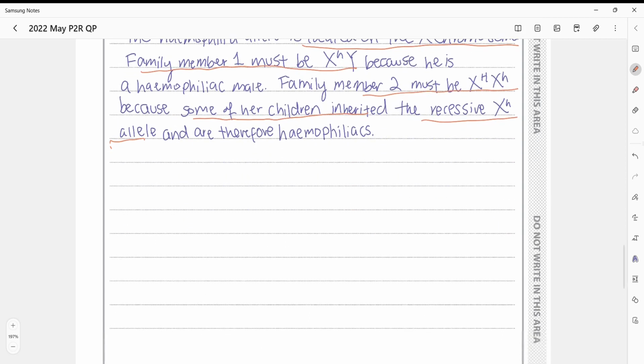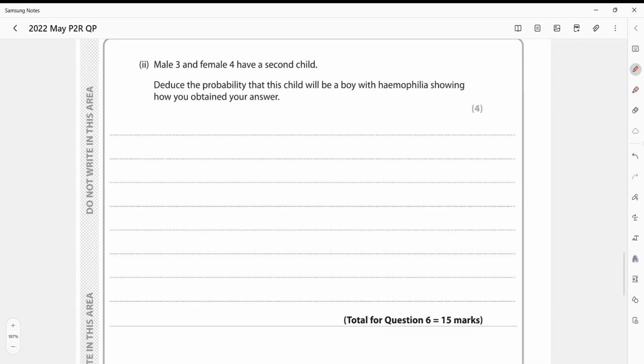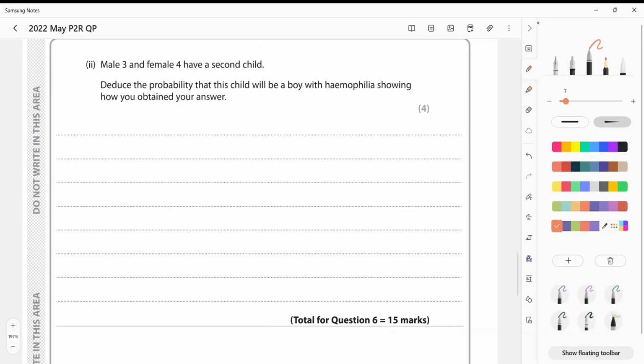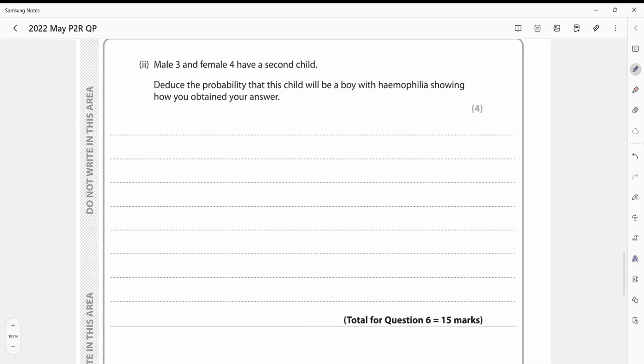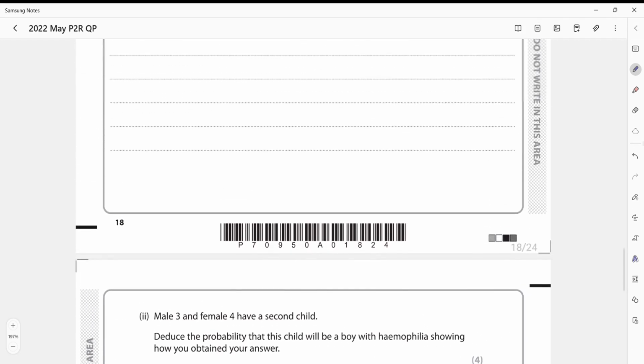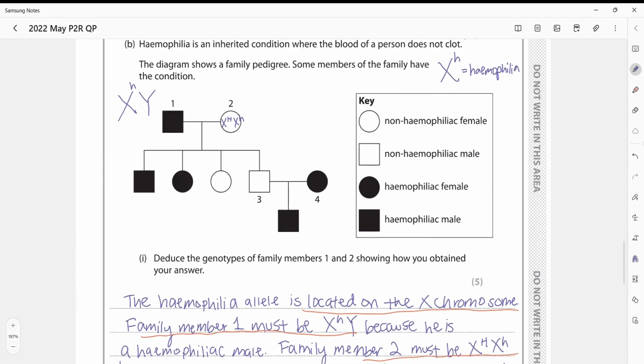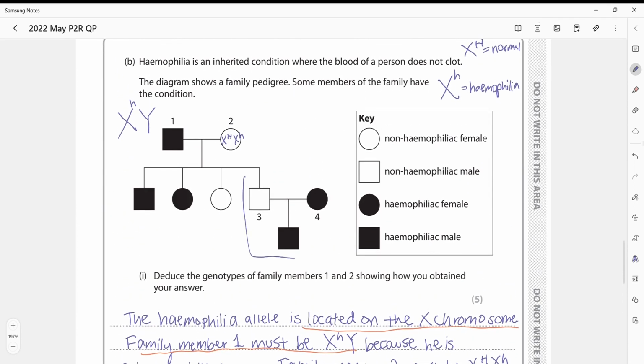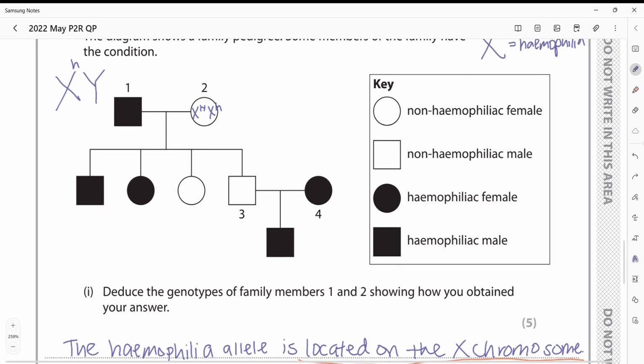Okay, let's move on to part 2. Male 3 and female 4 have a second child. Deduce the probability that this child will be a boy with haemophilia, showing how you obtained your answer. So let's scroll up for this. Male 3 and female 4, so it's this couple over here. So 3 and 4.